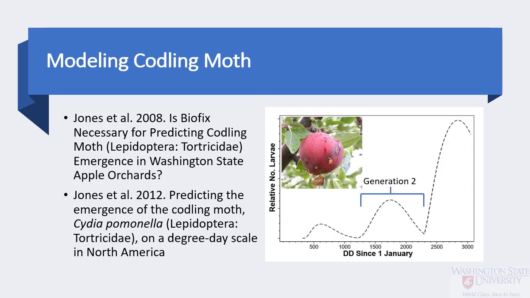This model also can be used to predict the second generation's timings. Moths of the second generation will begin emerging at 1,175 degree days from January 1st. The first egg hatch will begin at 1,400 degree days. And control timing strategies that are used in the first generation can be applied the same way in the second generation.